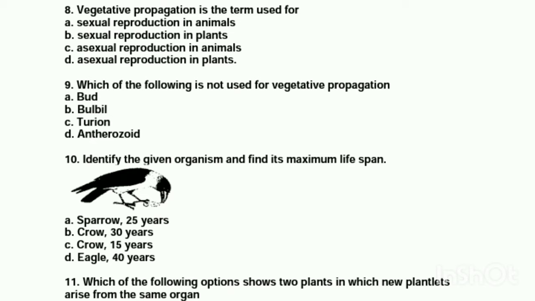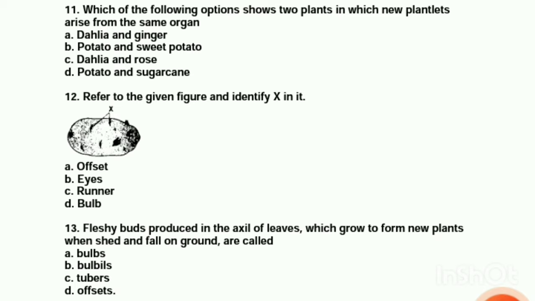Which of the following is not used for vegetative propagation? Antherozoid. D. Identify the given organism and find its maximum lifespan. Crow, 15 years. C. Which of the following options shows two plants in which new plantlets arise from the same organ? Potato and sugarcane.